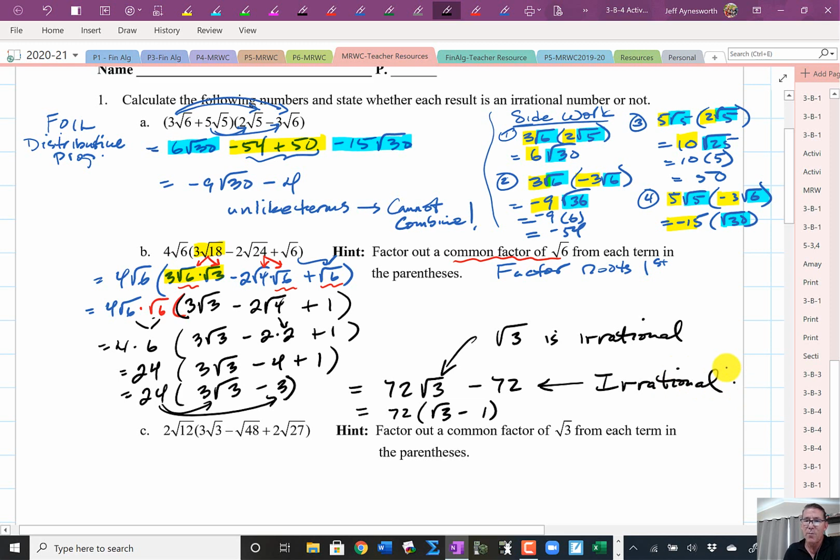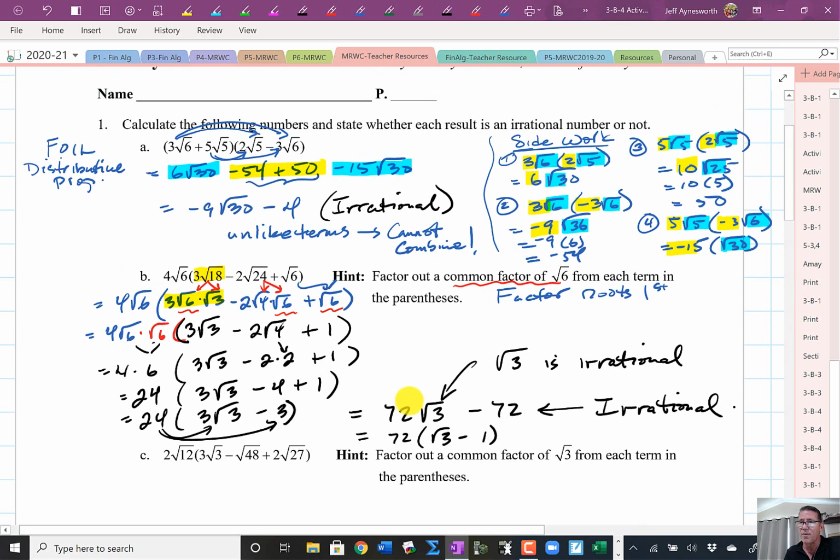Like on the previous one, I forgot to say whether it was rational or not. Root 30 is irrational. So this whole thing is irrational. Whenever you can't simplify a root in your ending expression, it's going to be irrational. If it's rational, it can always be expressed as an integer divided by an integer. Remember that. That's rational form. You guys know that from earlier.